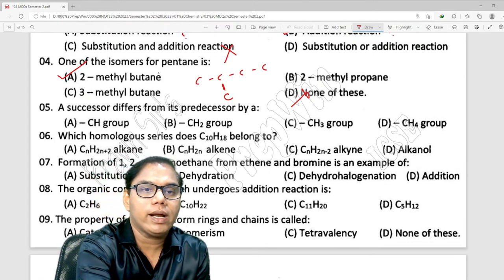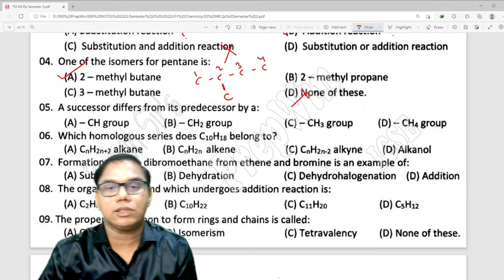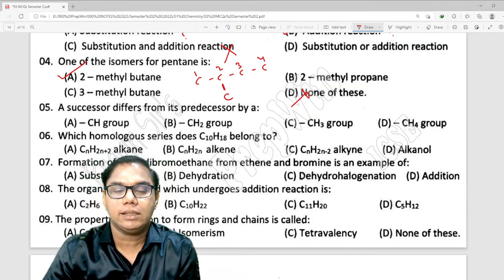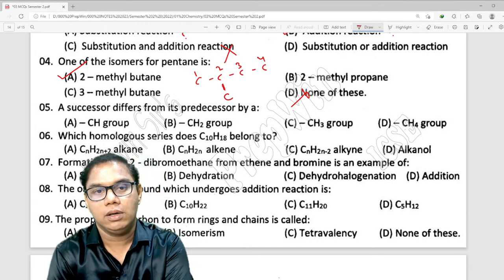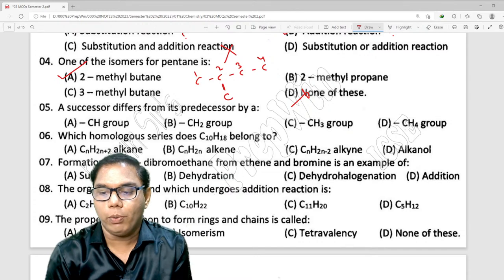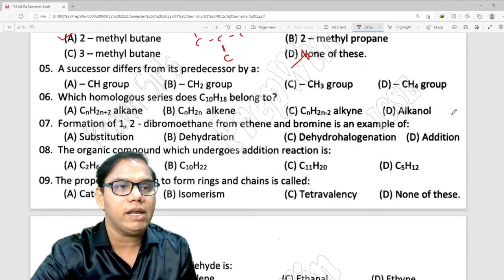See now, 4 carbons. If you attended my class on IUPAC nomenclature day before yesterday, there I took what 4 means: but. So it will not be prop. Okay, correct answer is A. Very, very important question.